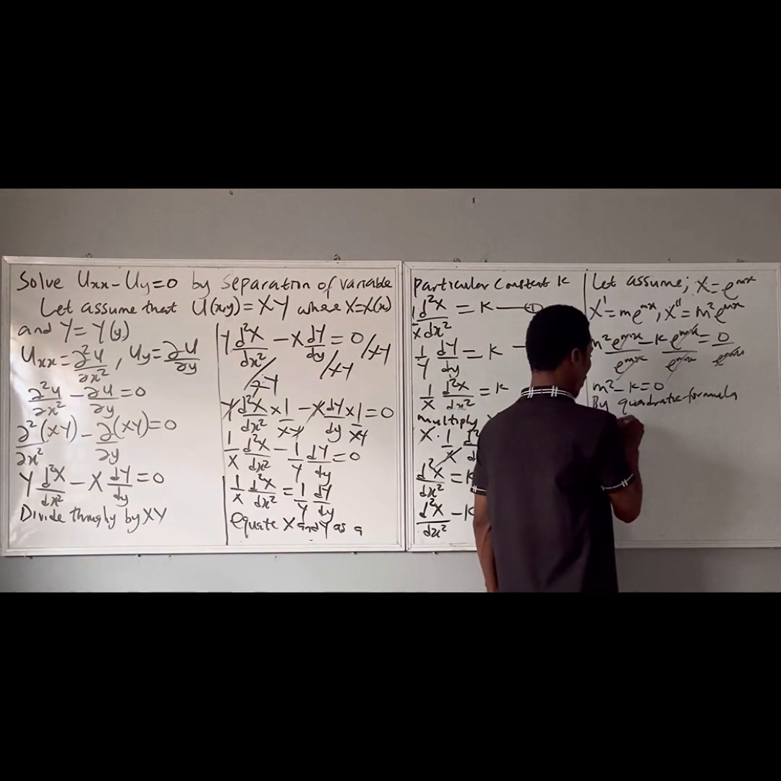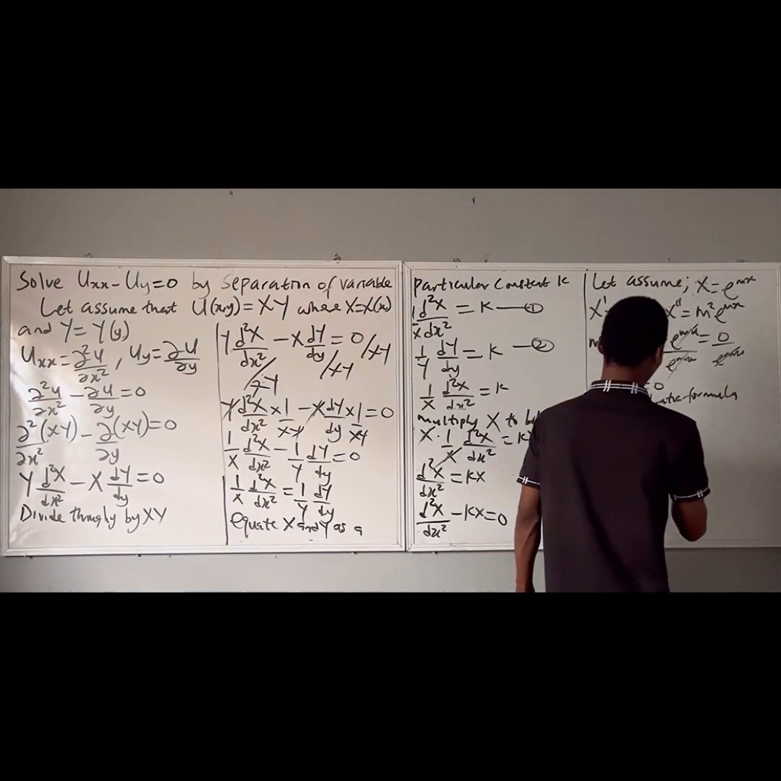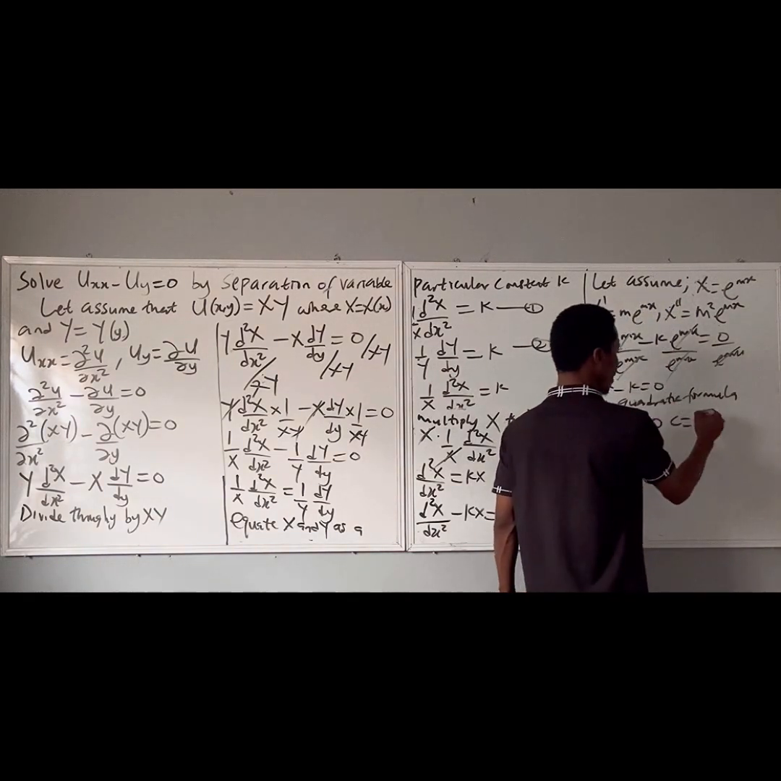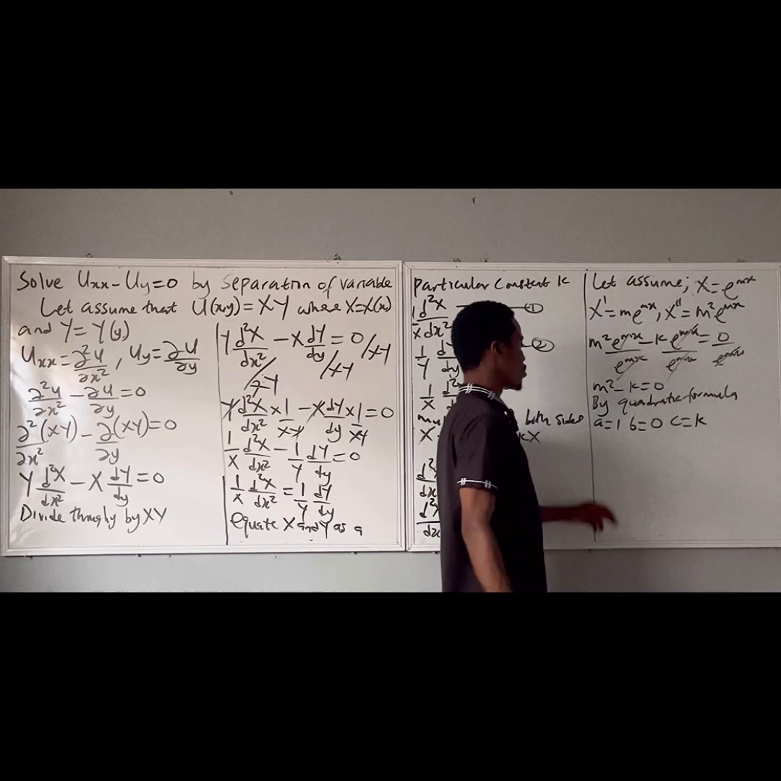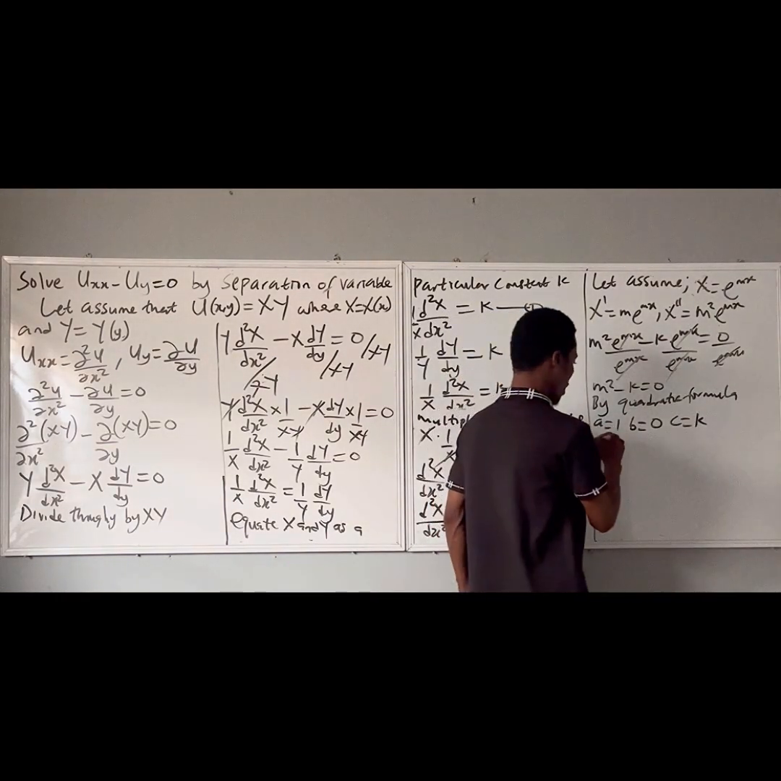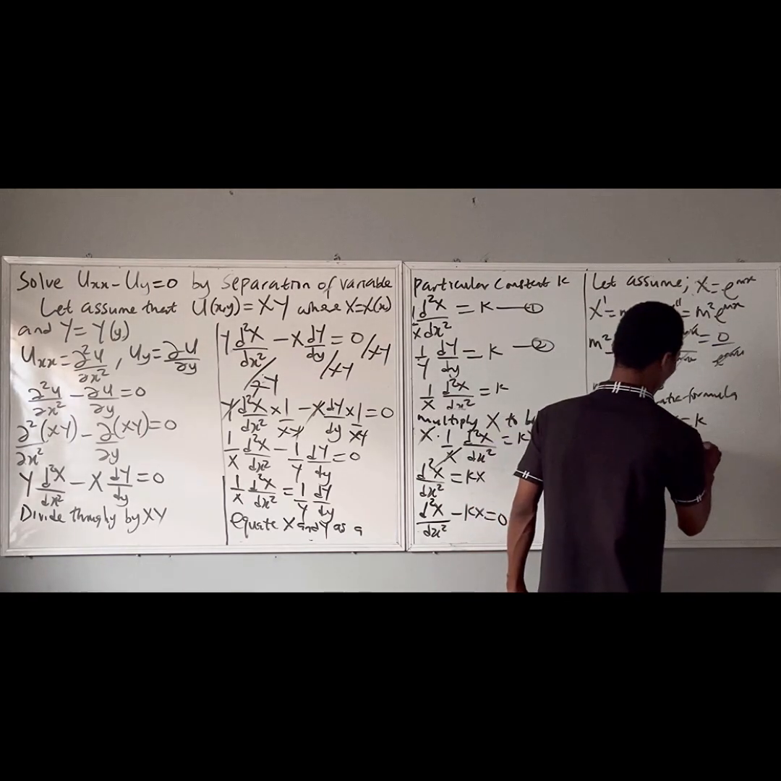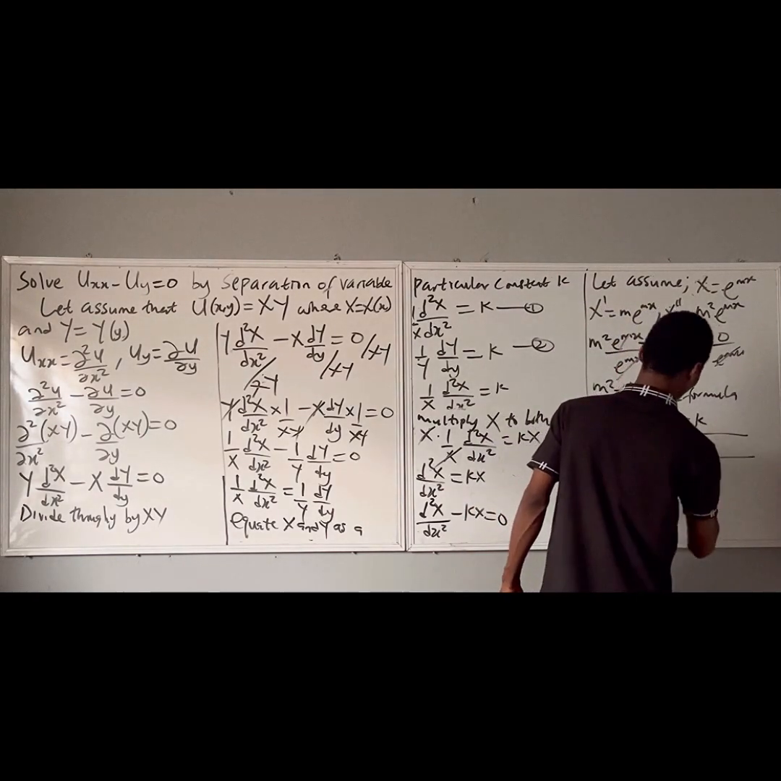So my a here is 1. My b here I don't have. Then my c is what? K. That is m squared. My c is what? K, as a constant. So I'm going to have m is equal to minus b plus or minus square root of b squared minus 4ac, all over 2a.